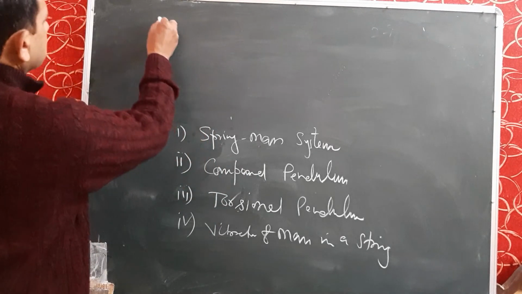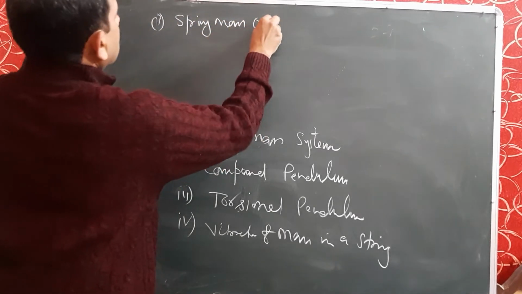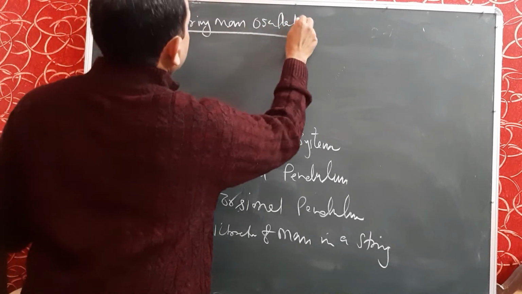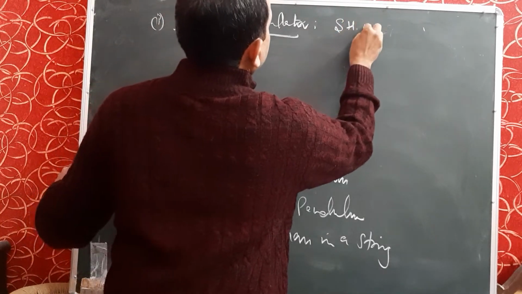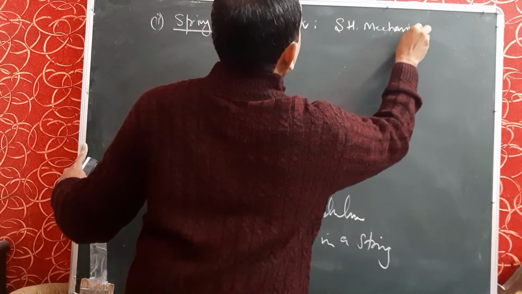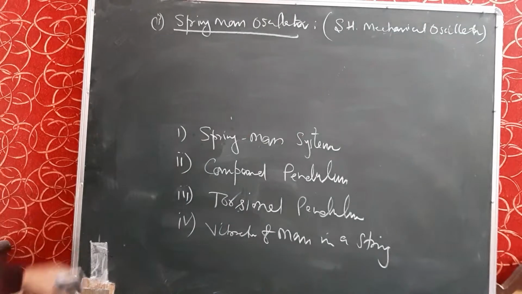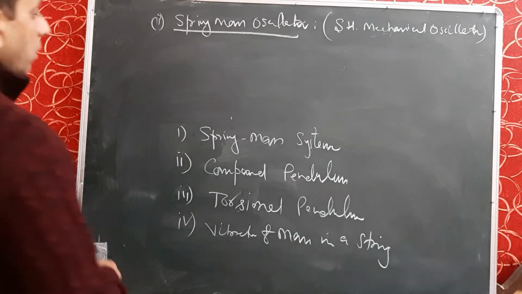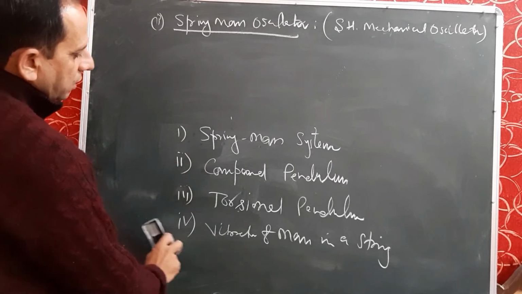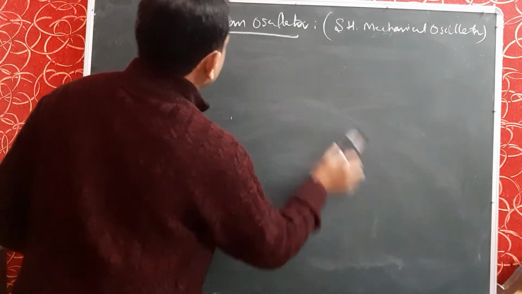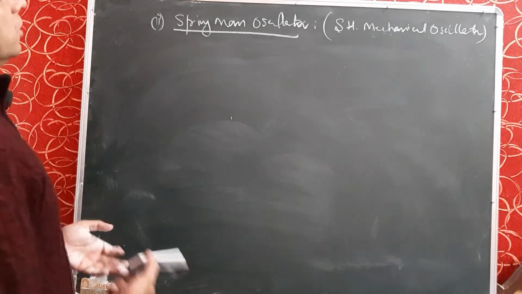So first of all, I will discuss the spring mass oscillator or spring mass system. It is also called a simple harmonic mechanical oscillator, that is, spring mass. And after that, we will study compound, then torsional, then vibration of a mass in a string. So we will solve it one by one. First of all, the spring mass system.